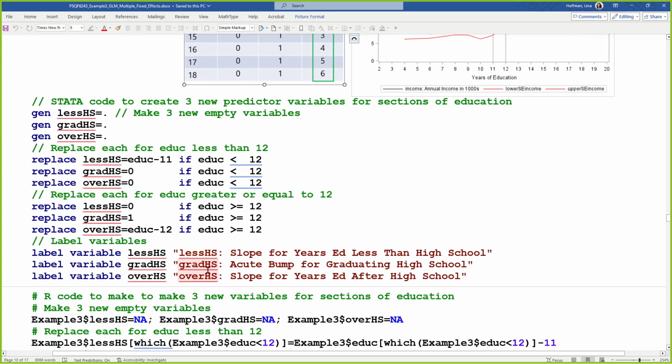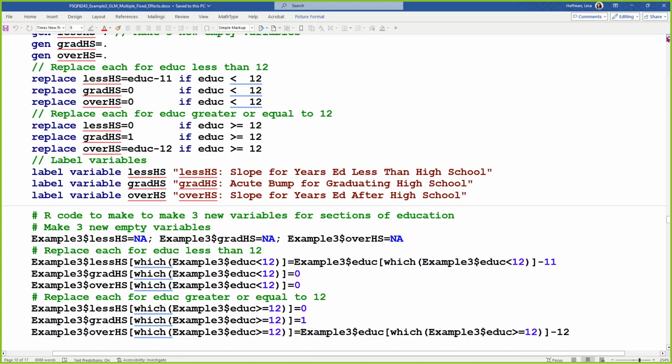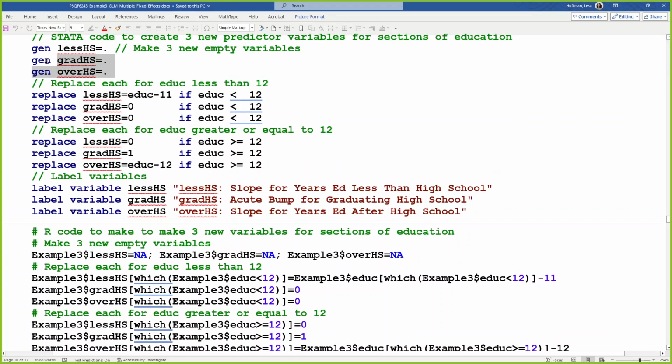So the first step in both, I think I can fit it on one slide here, make 3 empty variables. Okay, so I'm doing that in these 2 spots. The command in Stata is gen, it stands for generate, and then I'm initializing these variables to dots as missing. I'm initializing them to NA in R as missing instead. And note that I have example 3 as the name of the data set that shows up here. So less HS, grad HS, and over HS are the 3 variables I'm predicting.